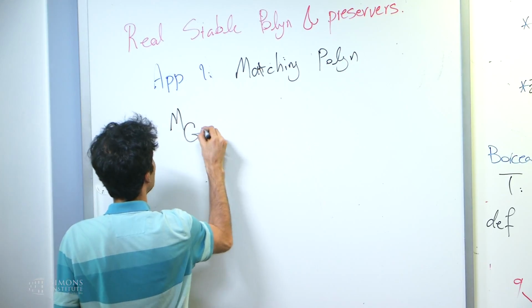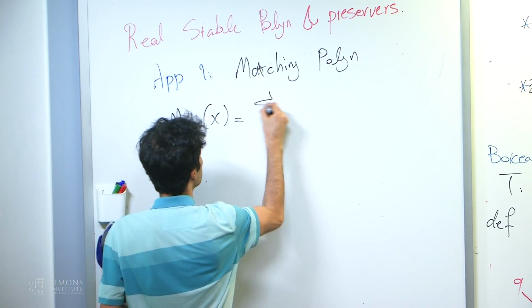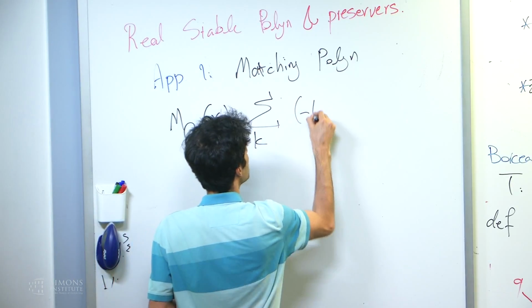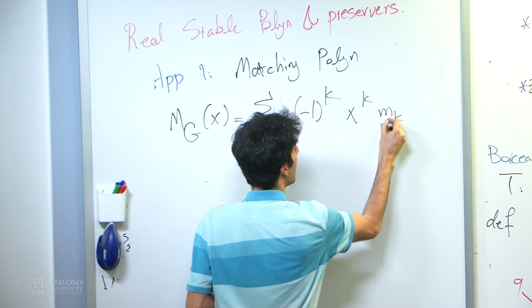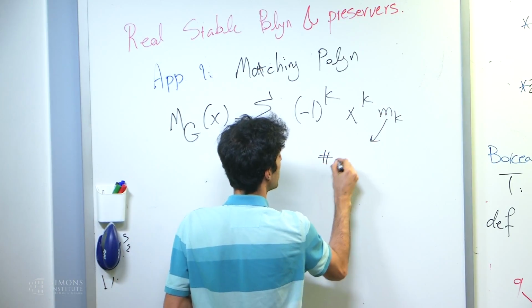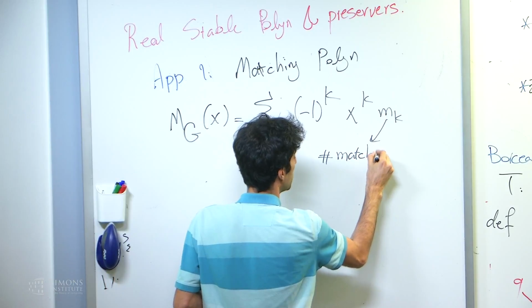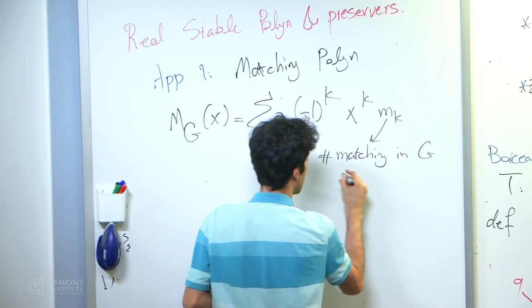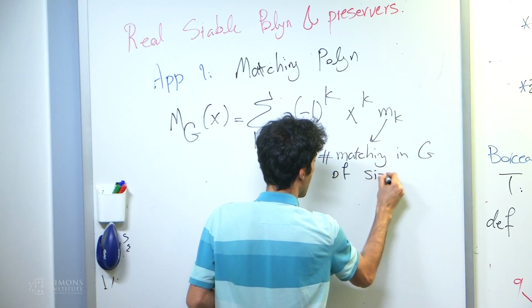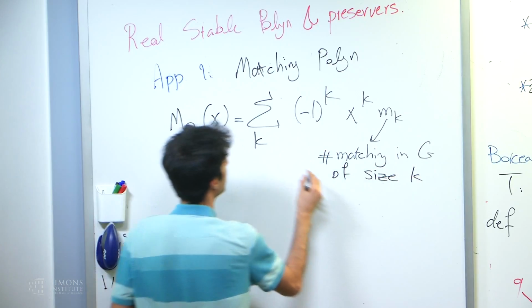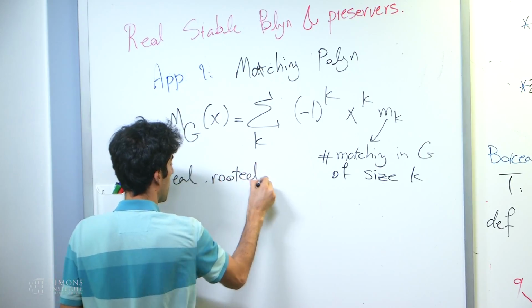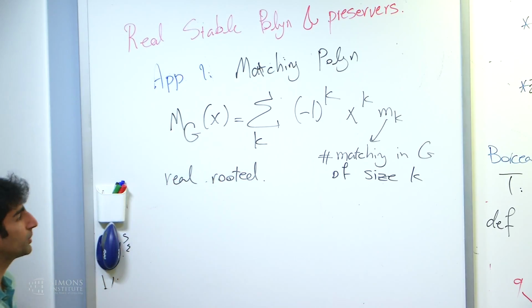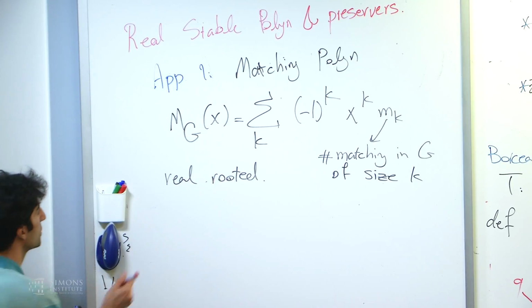Remember, it's m_G(x) equals the summation over k of (-1)^k x^k m_k, and m_k is the number of matchings of G of size k. So the claim is that this is real rooted. I want to prove this using real stable polynomials and stability preserver operators. Let's prove it.